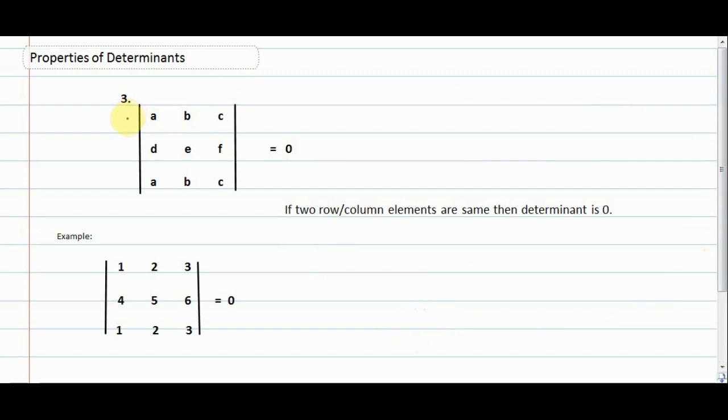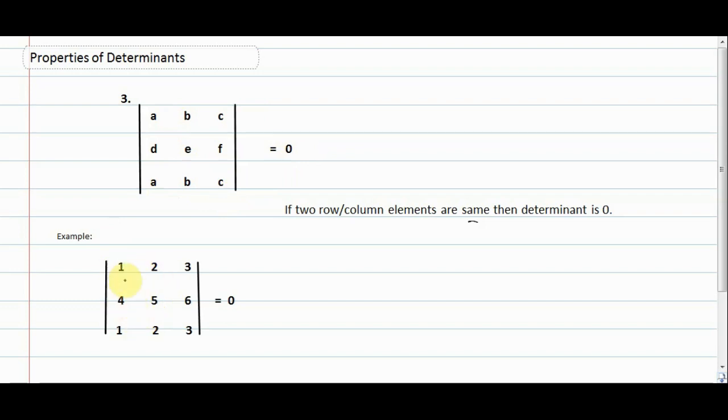Property number 3 of determinants says that if two row or column elements are same, then determinant value is 0. So if two rows or two columns are same, then determinant is 0. If we have a matrix with row 1 and row 3 having the same elements, then the resulting determinant will be equal to 0. So let's see an example.